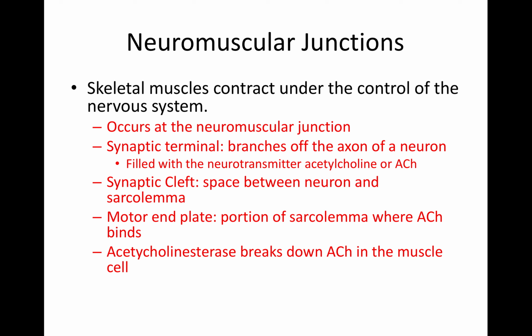On the actual muscle cells, there's something called a motor end plate. And those motor end plates have receptors for acetylcholine. And once those receptors have acetylcholine, we can start the process of muscle contraction. There is an enzyme within our muscle cells called acetylcholinesterase, which is going to break down acetylcholine in the muscle cells so we don't have that continued contraction.